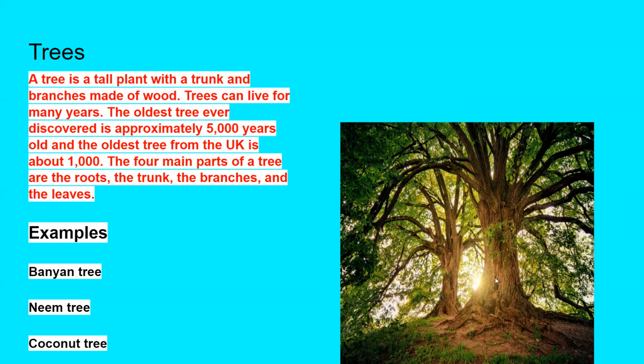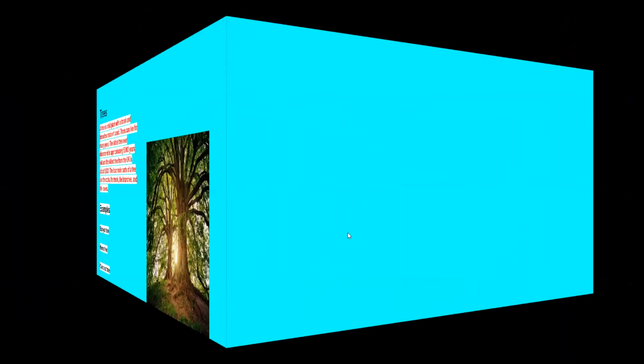Their trunk is very strong, and the roots also go very deep. If the trees are not getting the water for many years, they are getting it from the underground water. Already water is present under the ground. So this is all about the trees.